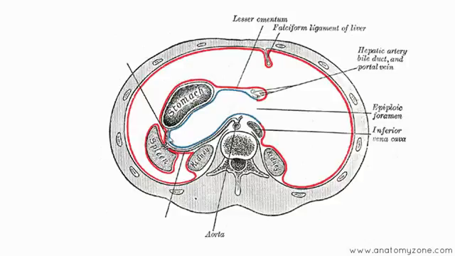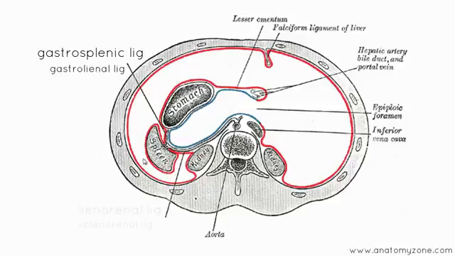So this peritoneal attachment between the spleen and the stomach, which makes up the left wall of the lesser sac, is called the gastrosplenic ligament, or the gastrolienal ligament, and this attaches the greater curvature to the hilum of the spleen.